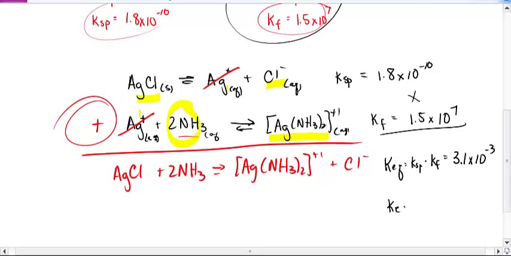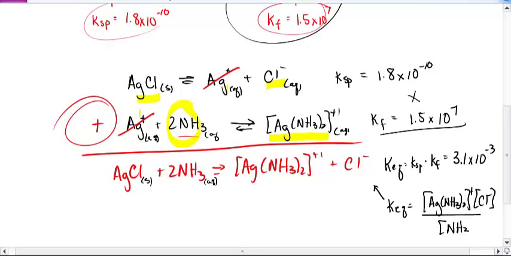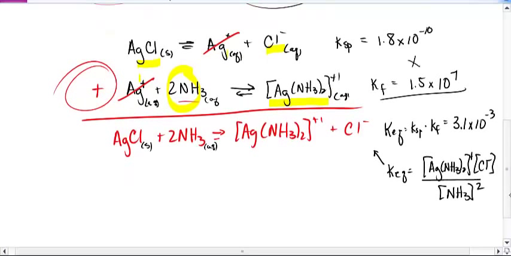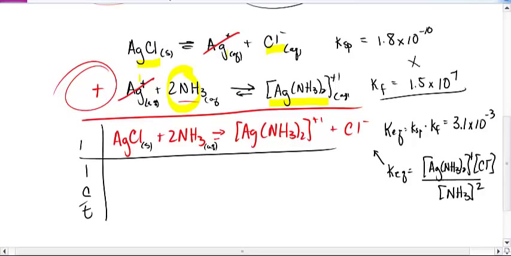So our Keq for that reaction, if I just write the expression, will be the complex ion times the chloride ion. AgCl is a solid, so not including it, but the ammonia is aqueous, so NH3 squared because of that coefficient. And now we can go ahead and do an ICE table. We'll do that in molarity. Not going to do silver chloride here. We're starting with 1 molar ammonia. If you go back to the original problem, that's where we were.